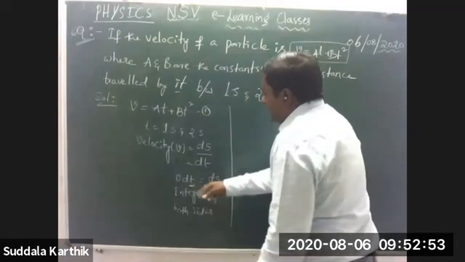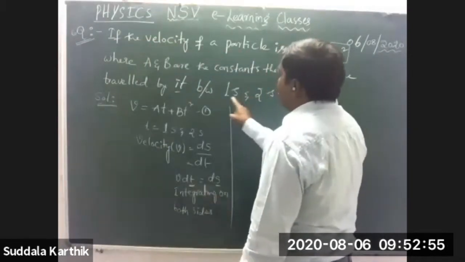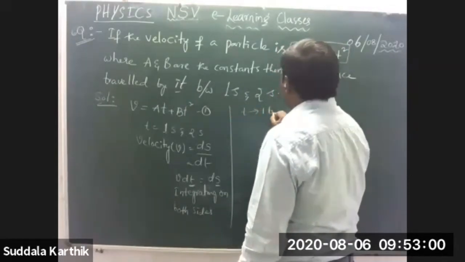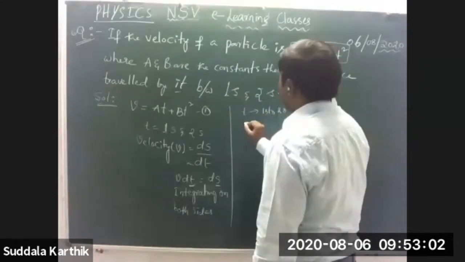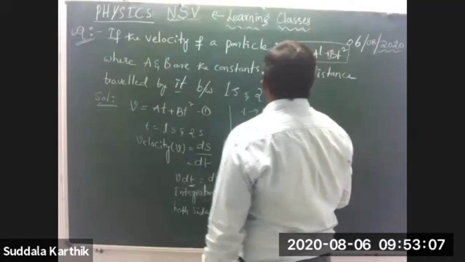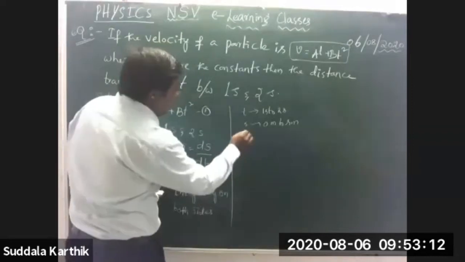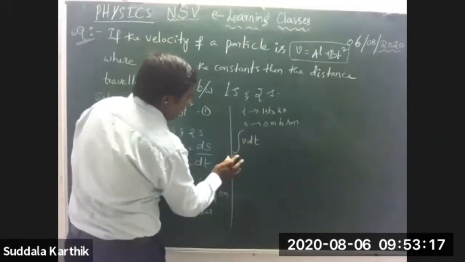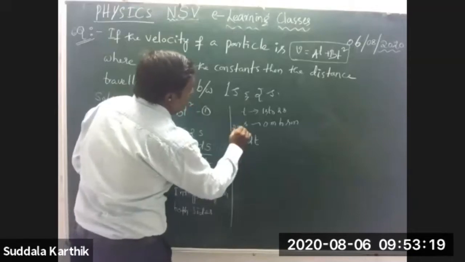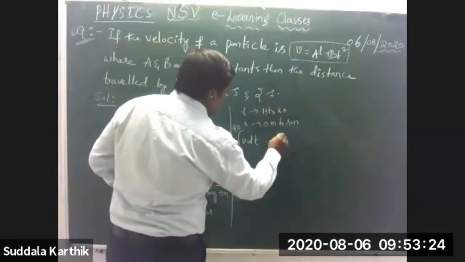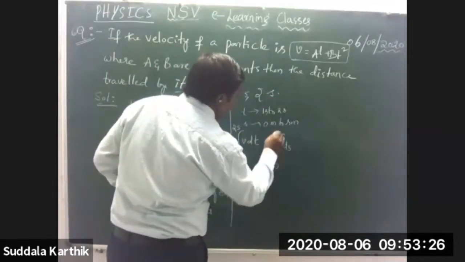Limits are required here because the conditions are given. So t is from 1 second to 2 seconds, and the distance is 0 meters to some s meters. Integrating on both sides: integral of v dt, where t is the variable, from 1 second to 2 seconds. Next, integral of ds from 0 to s.